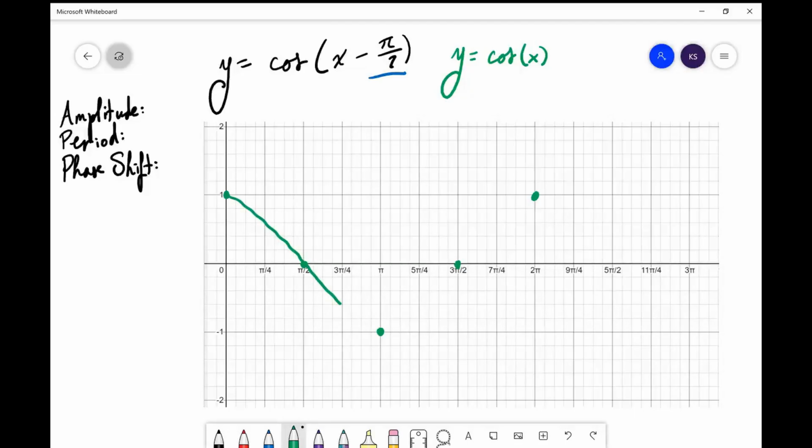So connecting these dots, we have this sort of cup shape for our cosine graph. Now for this curve.